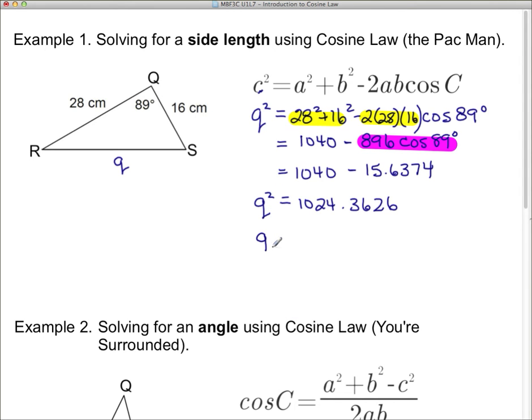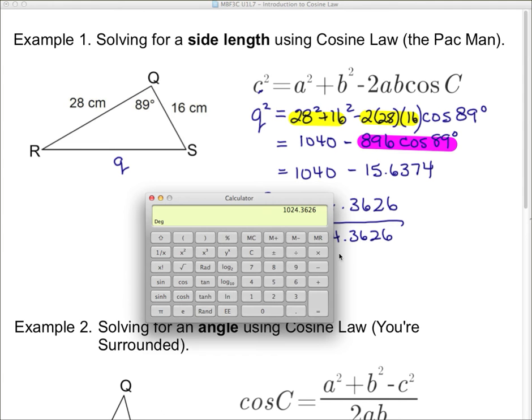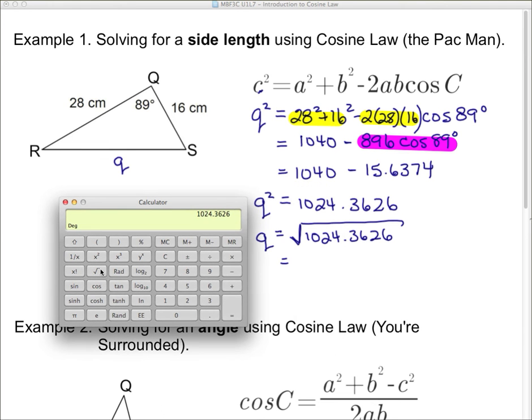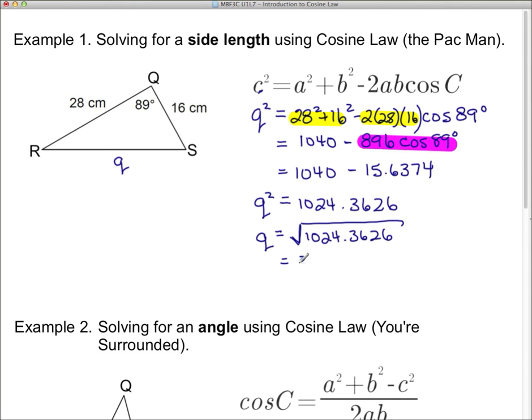And so to find out what q is, remember in Pythagorean theorem, what did we do? We did this, right? Square root of 1024.3626. Taking the square root. I've left that on there, so I'm just going to hit the square root button. And that's almost 32 exactly. It isn't 32 exactly, it's 32.0, but we're going to put the approximate sign here. And of course that's in centimeters, so we're going to put that there. Okay, so that's solving with the side length.